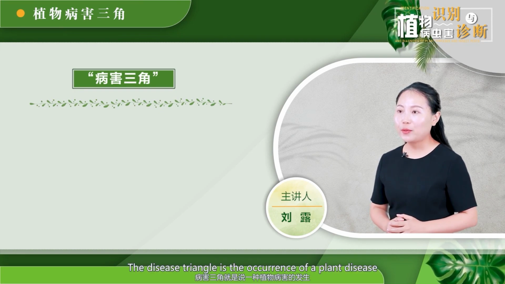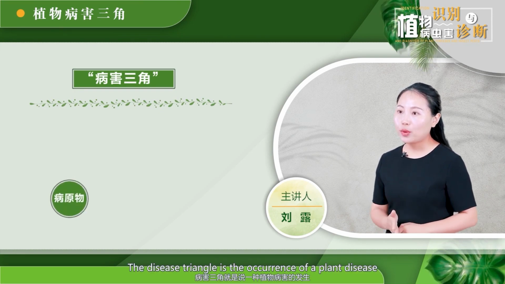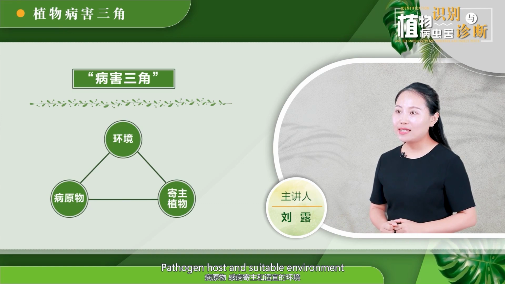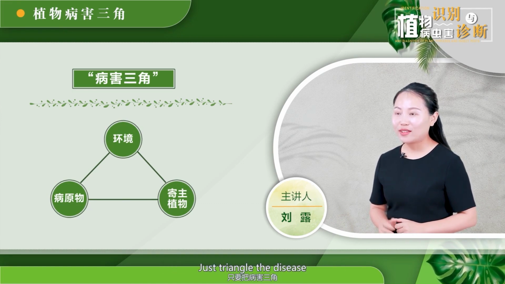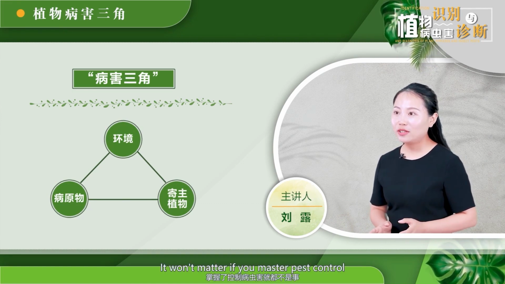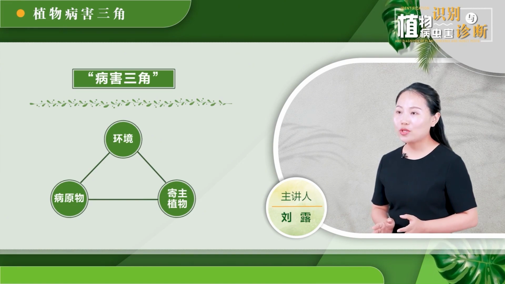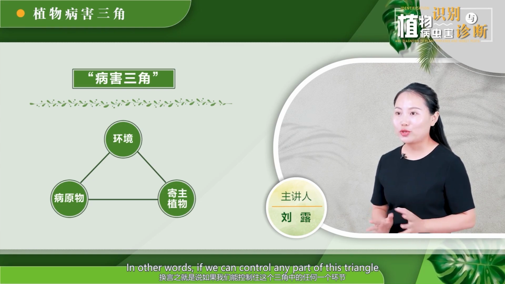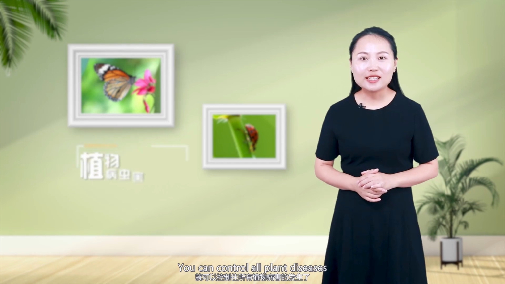The disease triangle says that for a plant disease to occur, three things must happen: pathogen, host, and suitable environment. Just master the disease triangle, and pest control won't be a problem. In other words, if we can control any part of this triangle, you can control all plant diseases.